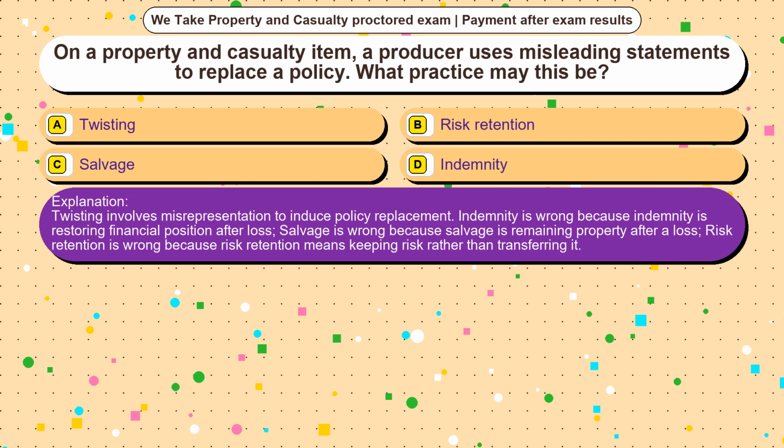Twisting involves misrepresentation to induce policy replacement. Indemnity is wrong because indemnity is restoring financial position after loss. Salvage is wrong because salvage is remaining property after a loss. Risk retention is wrong because risk retention means keeping risk rather than transferring it.